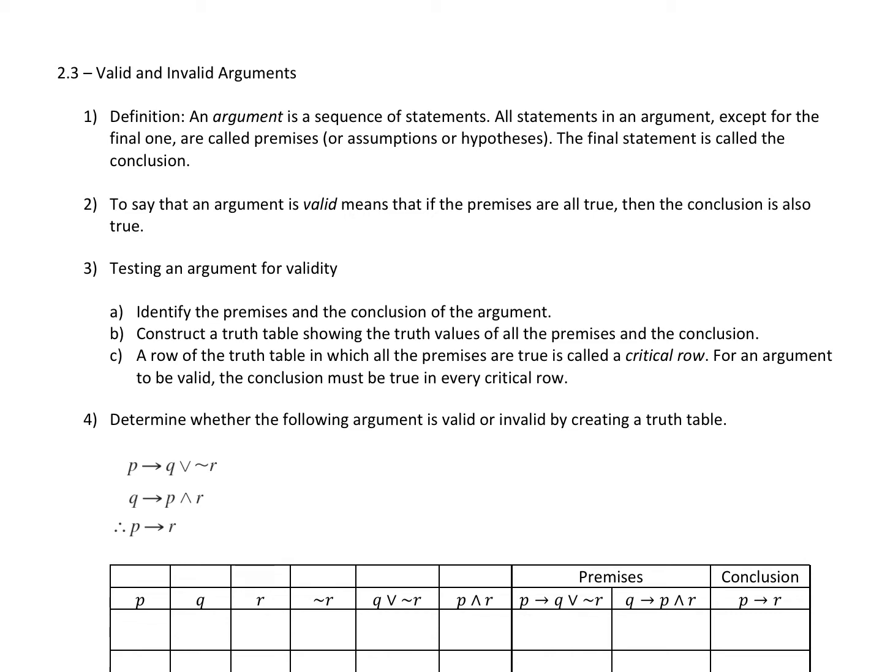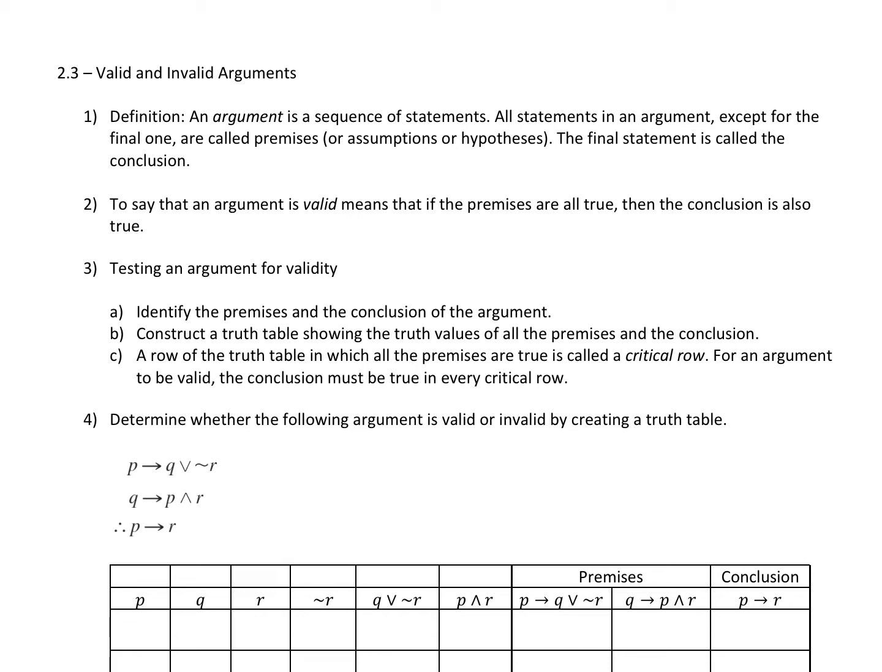An argument is a sequence of statements. All statements in an argument, except for the final one, are called premises, or sometimes assumptions, or sometimes hypotheses. The final statement is called the conclusion. To say that an argument is valid means that if the premises are all true, then the conclusion must also be true. To test an argument for validity, we use a truth table.